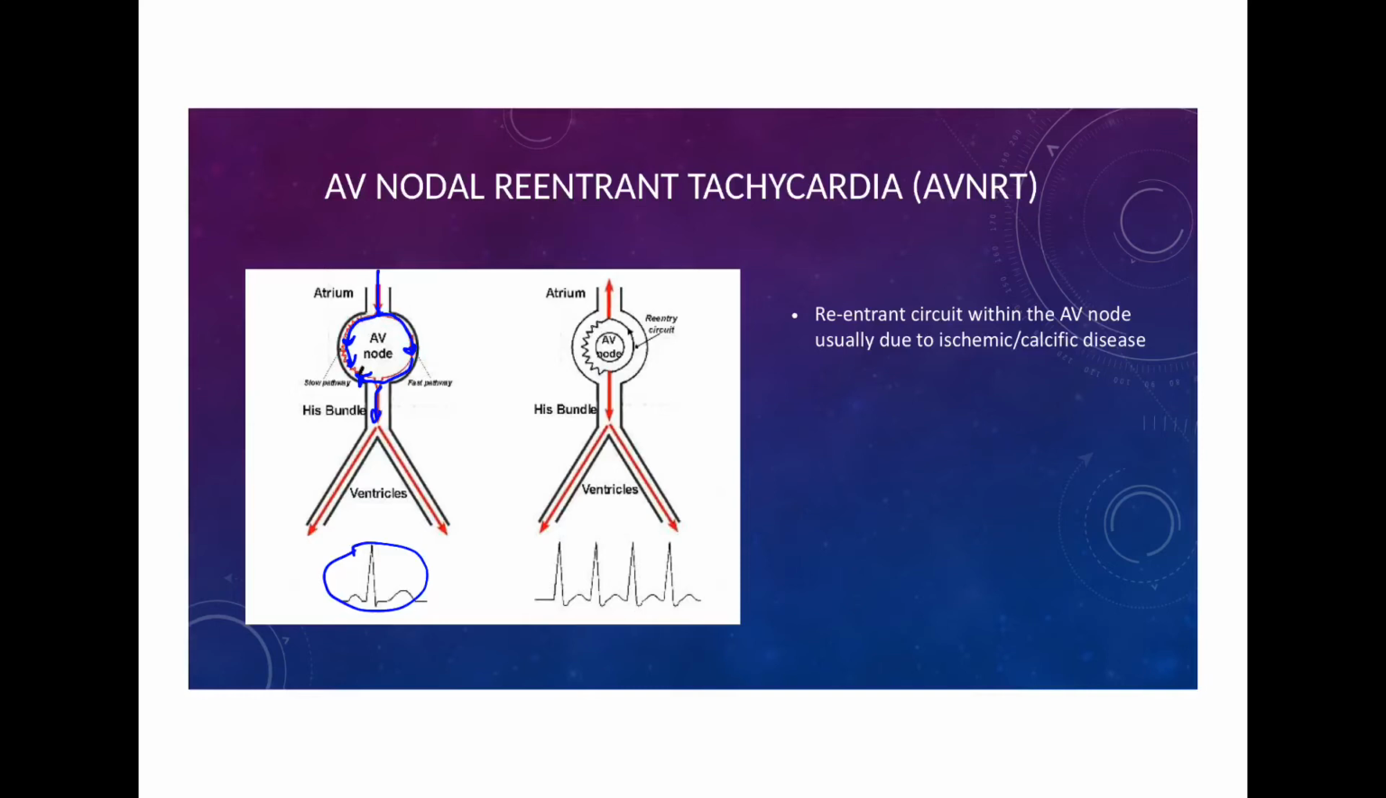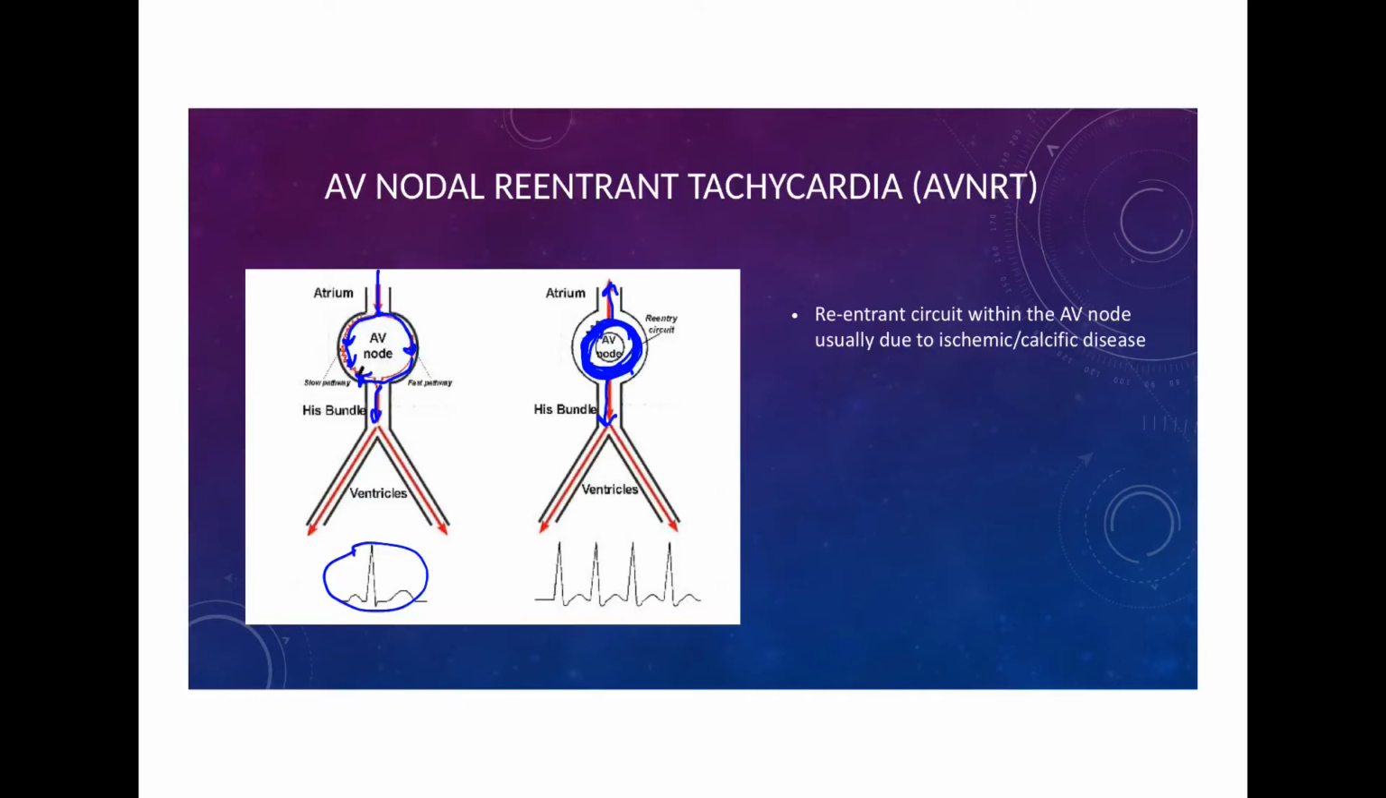Where things go wrong is when, in certain situations, electricity starts looping around this circuit, around and around, and each time it loops around, it'll send an impulse up backwards through the atrium and down through the His-Purkinje system into the ventricles. And so, because the speed of this loop is much, much faster than what's usually generated by the sinus node, it's going to cause a tachycardia.